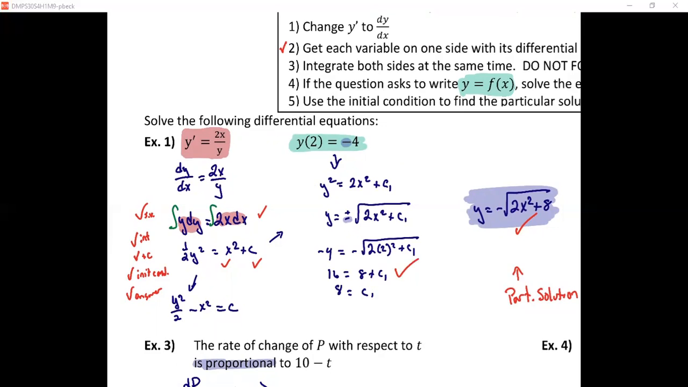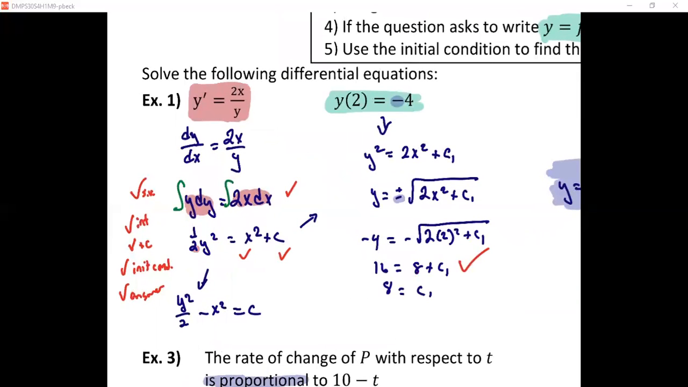So when we integrate the left side, the integral of y dy is 1/2 y squared. The integral of 2x dx is x squared. Now, officially, we should have a plus c on both sides of the equation, but when you integrate both sides at the same time, it is okay to just put a plus c on one side of the equation, which is exactly what I did here.